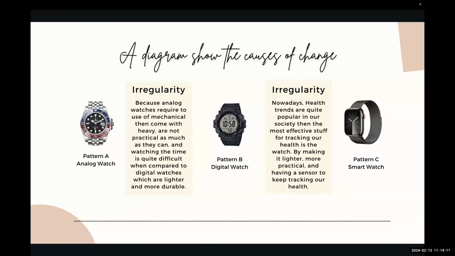And the irregularity from pattern B to C, which is the digital watch to smartwatch. Nowadays, the health trend for wearables is very popular in our society. Some of you might be using a watch to track your health along with exercise. So they made it lighter and more practical, with more durable sensors and a screen to display the things that you want to know. So that's it from my presentation.